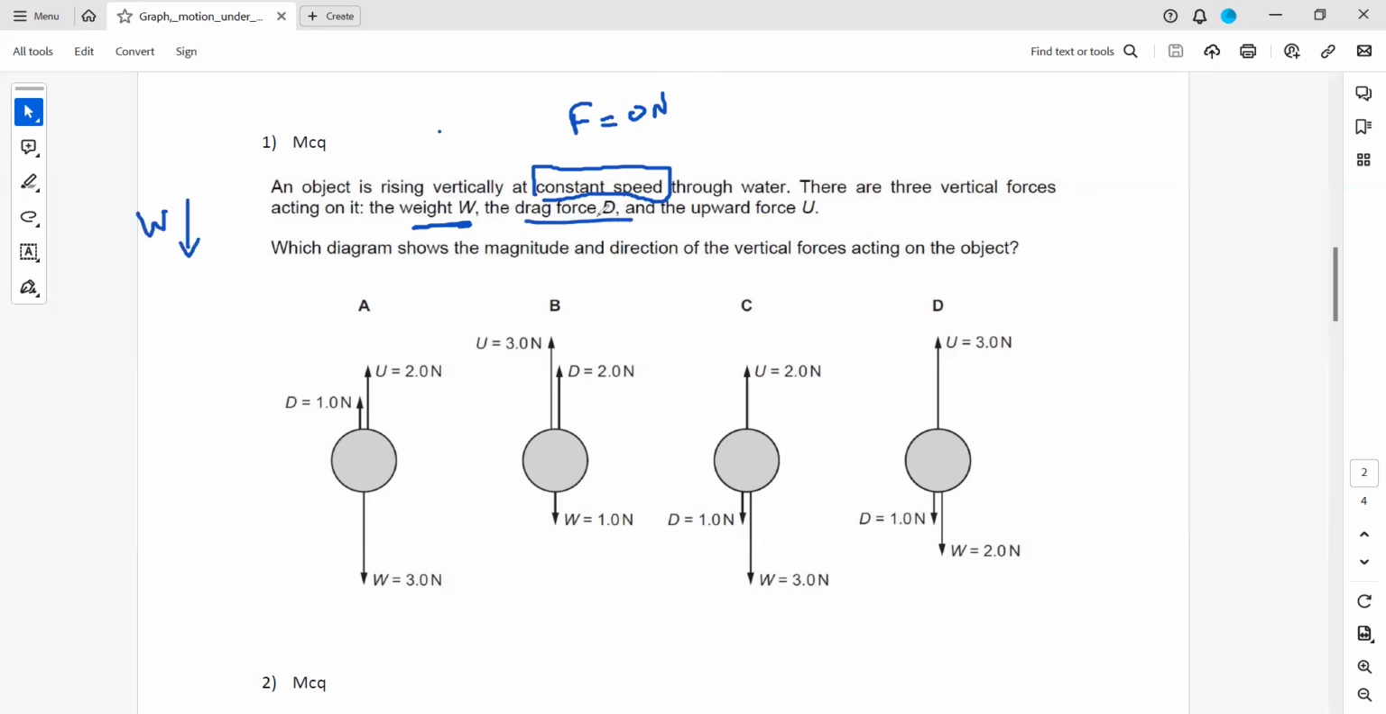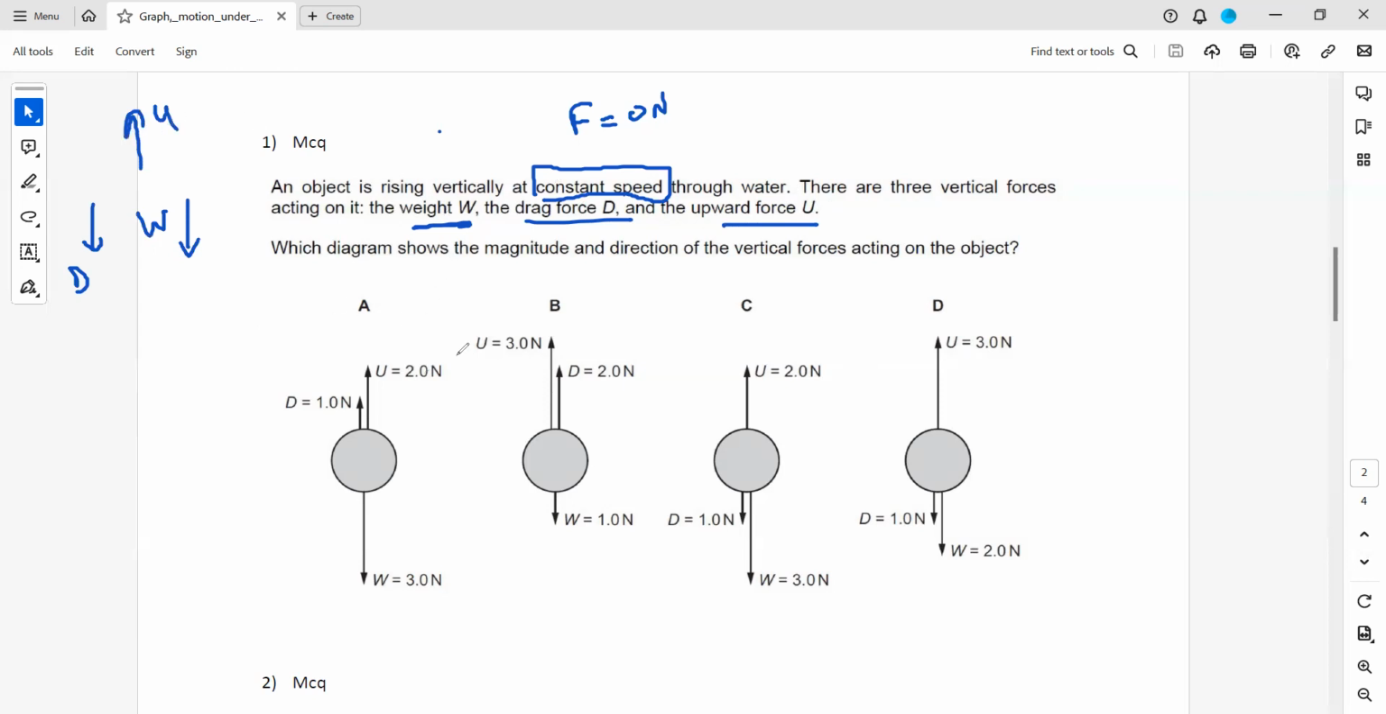Drag. The drag force is always opposing the motion. So if the object is rising upward, like if the direction of the motion is upward, what should be the direction of the drag? The drag should also be downward. The direction of a drag is always opposite to the direction of the motion. And the upthrust, upward force. So what is the upward force? So upward force is always pointing up.